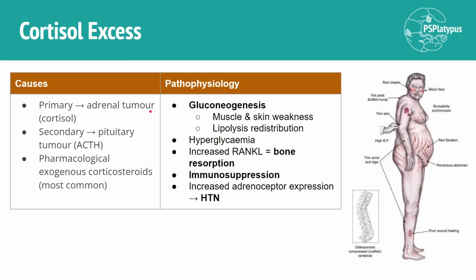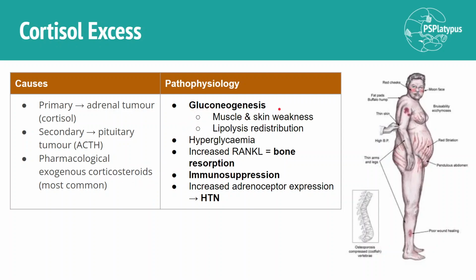But much like anything else, too much cortisol is not too good for you. So there are a couple of ways through which we can have excess cortisol, either through tumors. A primary cause would be an adrenal tumor. A secondary cause would be a pituitary tumor, which causes increased ACTH. Most commonly, it's just the use of exogenous corticosteroids that are prescribed.